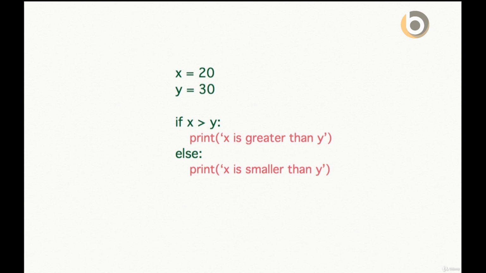Suppose we have two variables, x and y. x is assigned value 20 and y is assigned value 30. Now we want to check whether x is greater or smaller than y. So we use if else here. In the if clause, we have applied a condition that checks whether x is greater than y. If it is true, print x is greater than y. And if the condition is false, execute the else clause and print x is smaller than y.